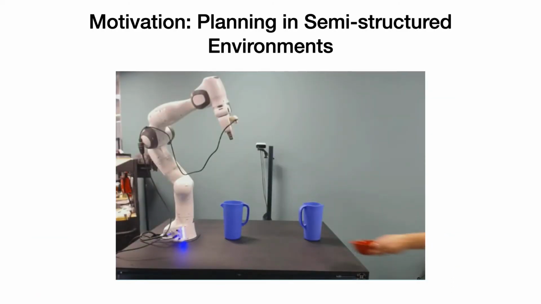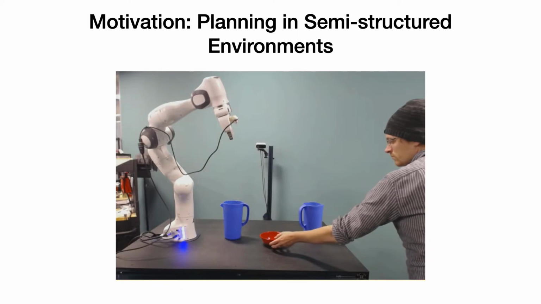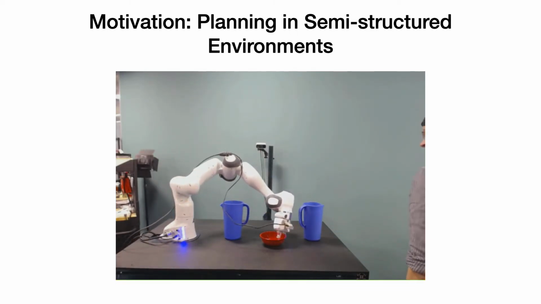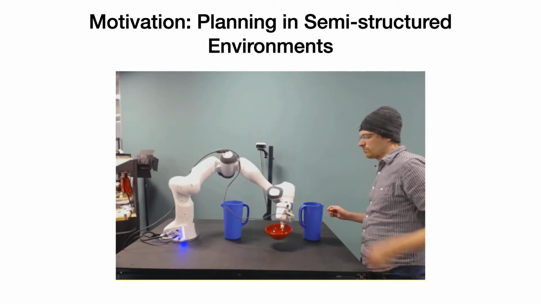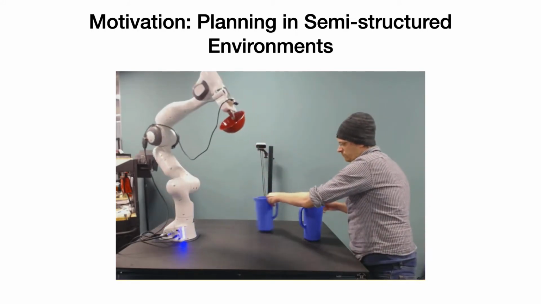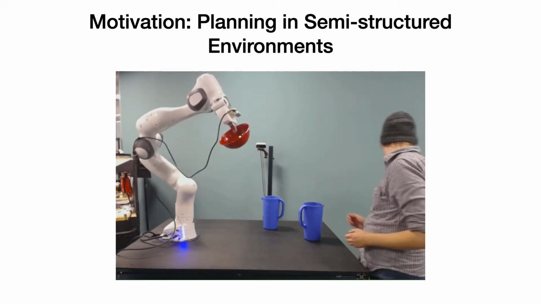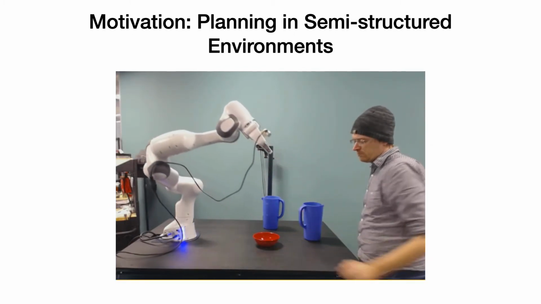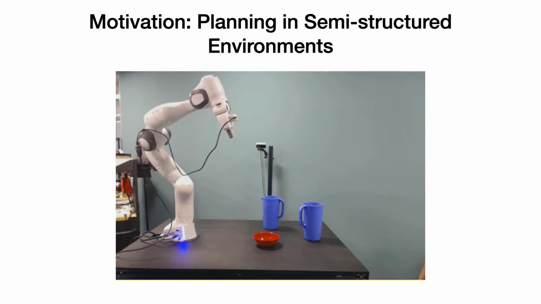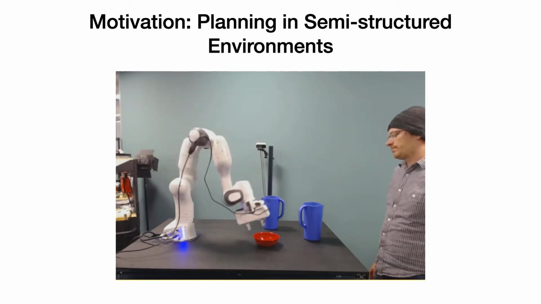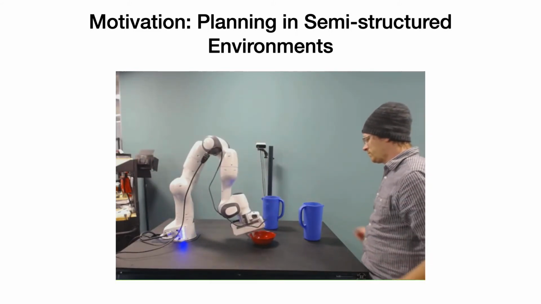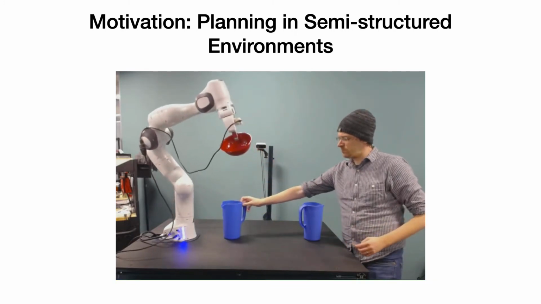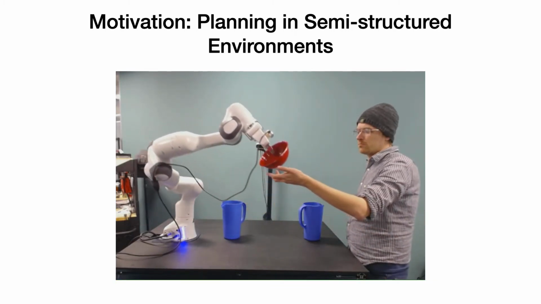In many applications, robot manipulators operate in semi-structured environments alongside humans or other robots. These environments are largely static, but they may contain some movable obstacles that the robot must avoid. In this video, we show a kitchen environment as an example, where the robot has to pick up the red bowl while avoiding collisions with the blue pitchers and the table. The movable obstacles here are the pitchers, whereas the rest of the environment is static.